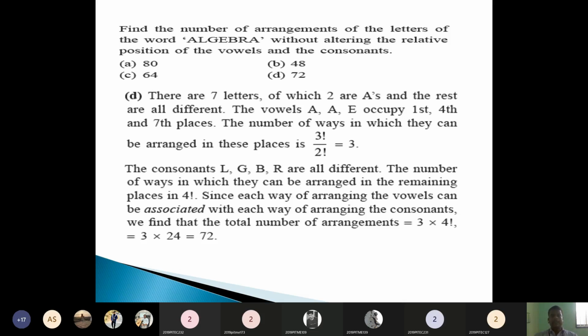And if there are no repeated elements, don't divide by that. Suppose L is coming twice, then you can put 4 factorial by 2 factorial. But in this given word algebra, no consonant is repeated. So hence that is 4 factorial alone. So 3 into 4 factorial is nothing but 72. 72 is the number of ways you can arrange for this given additional condition. Okay. Any question?